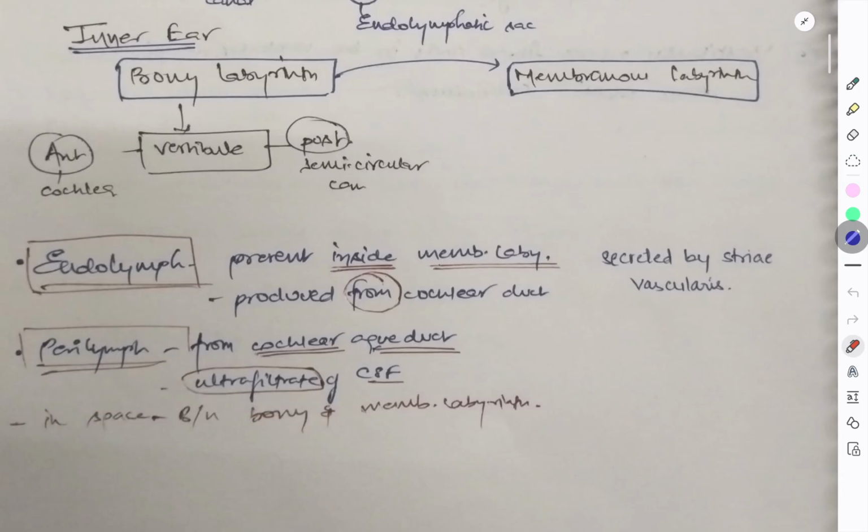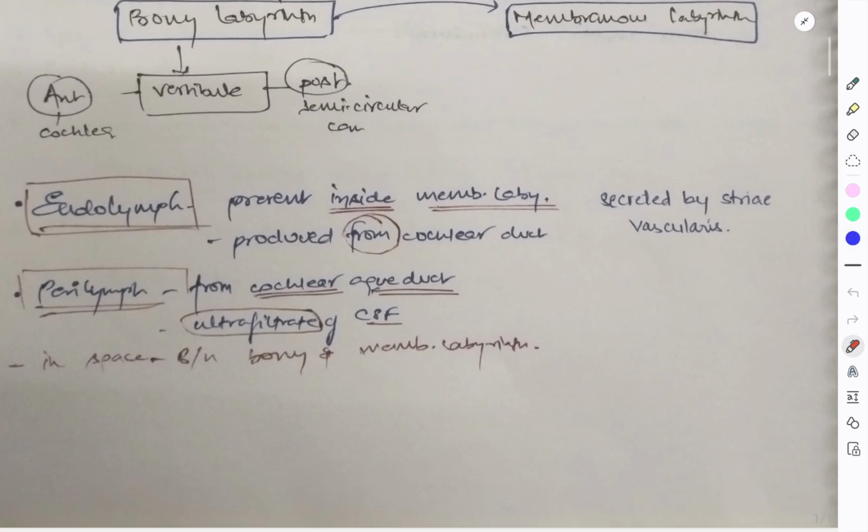Now let's see what is endolymph. Endolymph is present inside the membranous labyrinth. Endo means inside. It is produced from the cochlear duct and secreted by the stria vascularis. Whereas perilymph is from the cochlear aqueduct, and this is the ultrafiltrate of CSF. Very important, you'll see this in diagnosis and approach also. Perilymph is between the bony and membranous labyrinth, and endolymph is inside the membranous labyrinth. This is about the endolymph and perilymph.